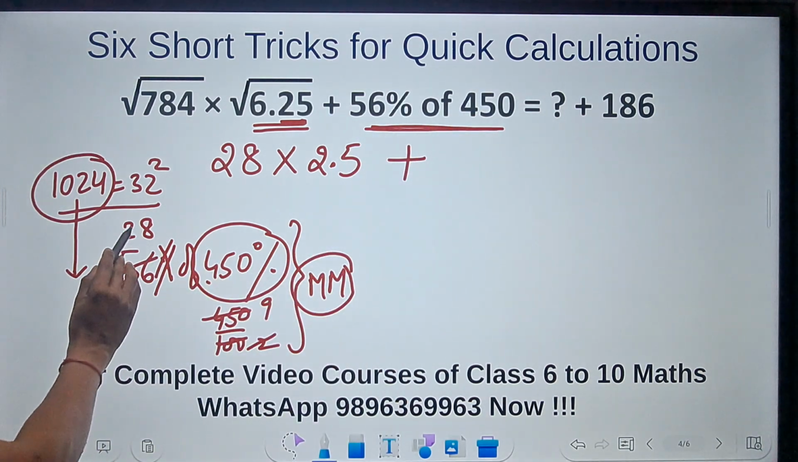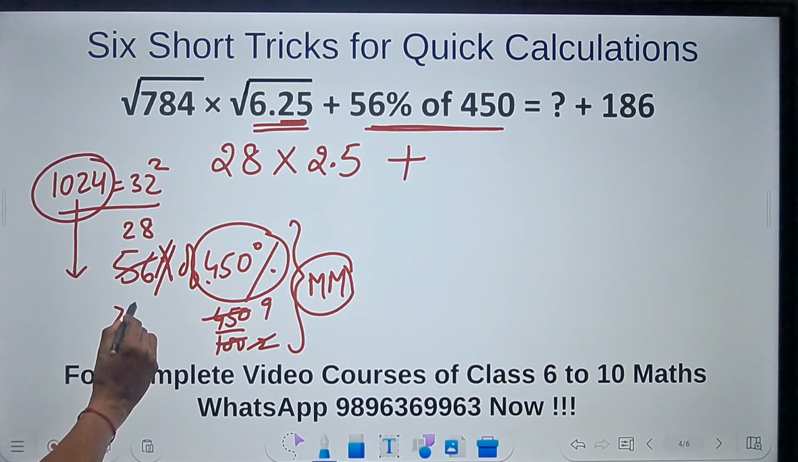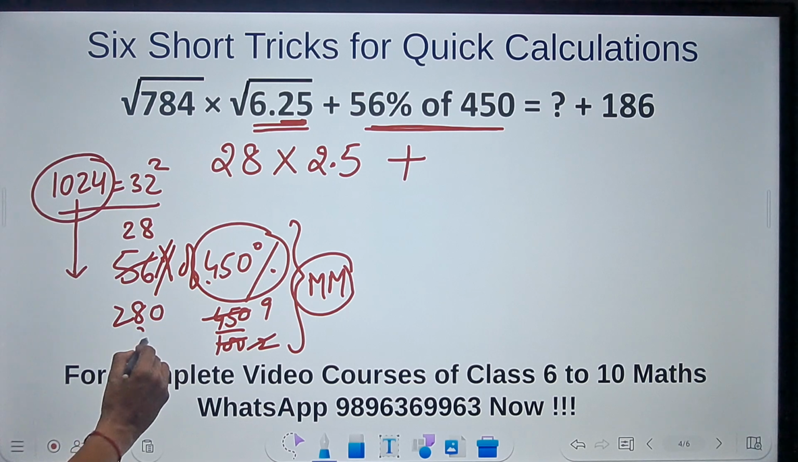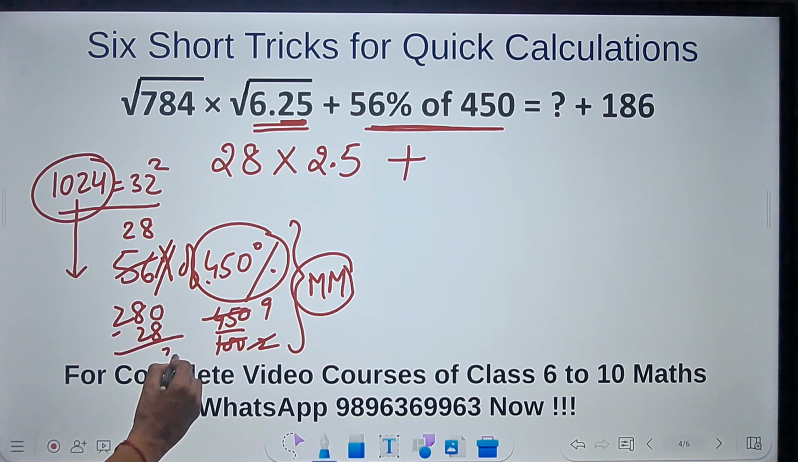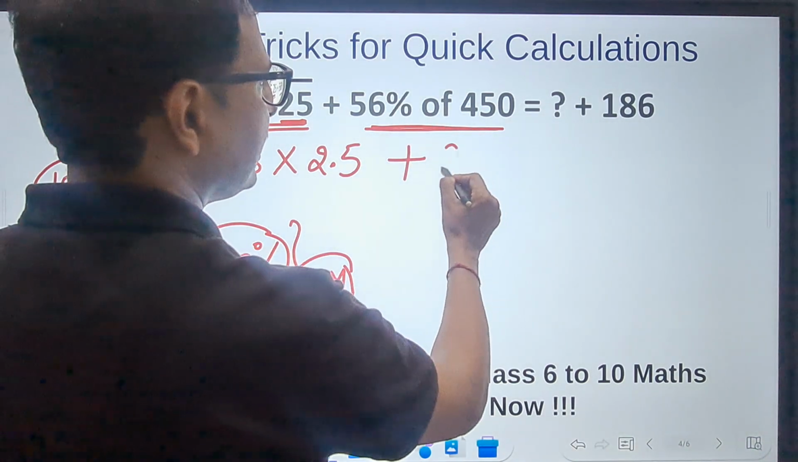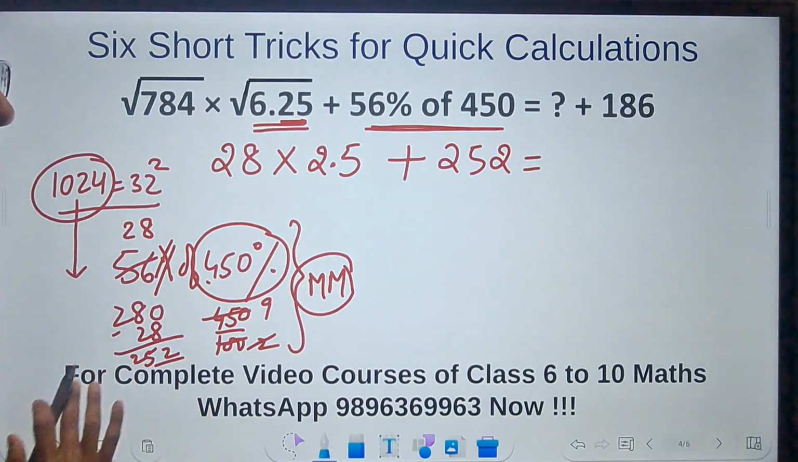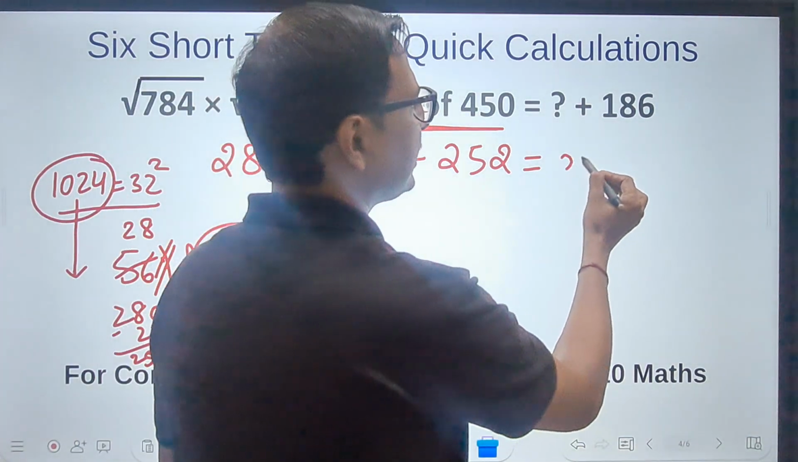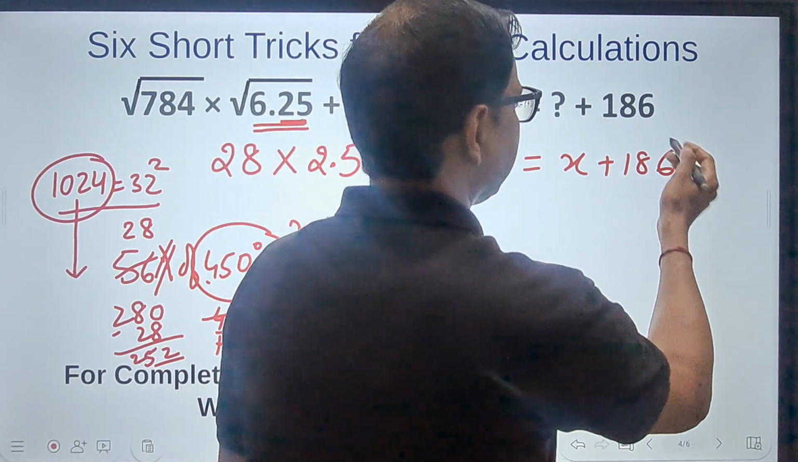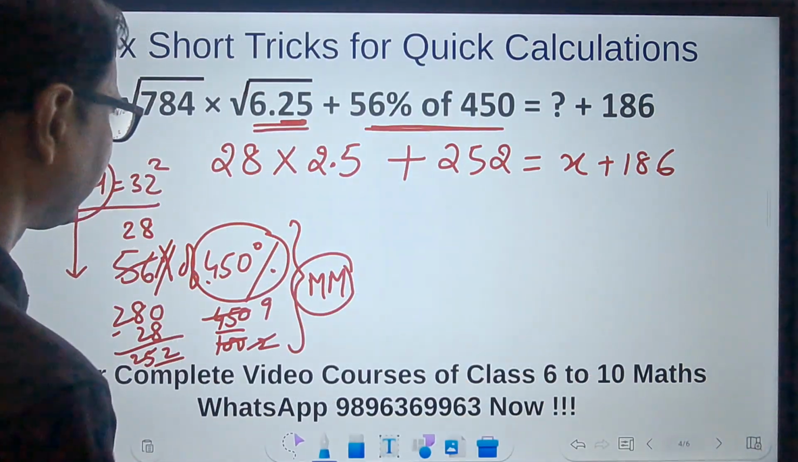It is 28 times 9, which you can do in the mind again, 280 minus 28, and that will give you 252. So this part is 252, no written calculations, this is all for reference. And finally something plus 186. So that doesn't make a difference. We don't have to do anything there.